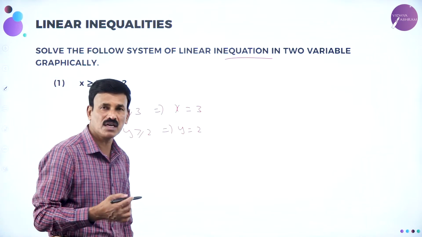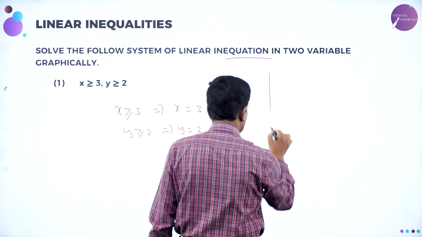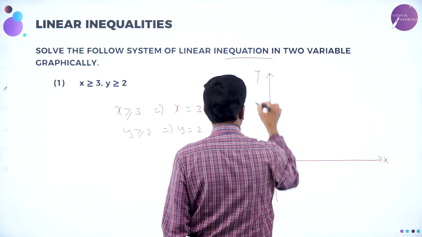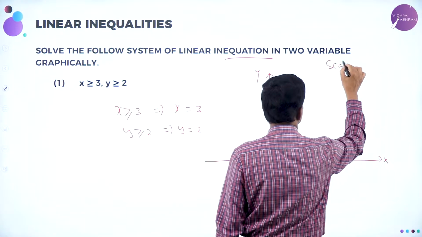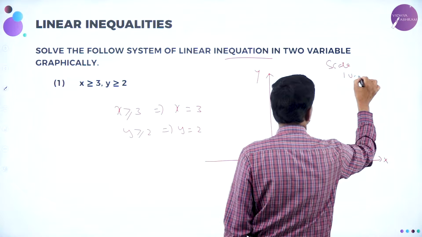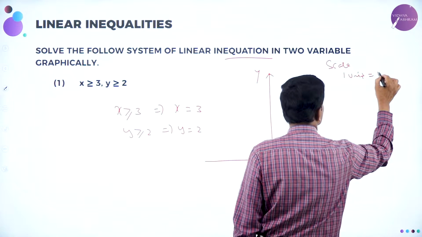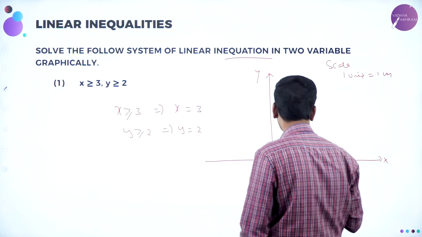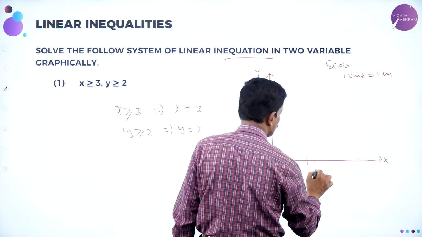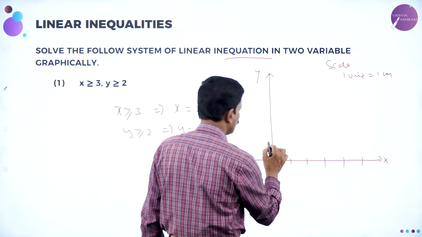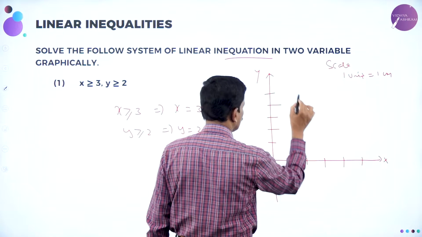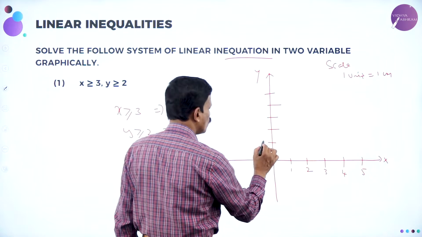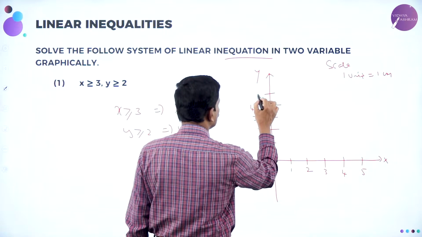Now let us represent these values on a graph. Let us take a suitable scale. This is the x-axis, y-axis and the origin. Let us consider a suitable scale: 1 unit is equal to 1 centimeter. Now this is 1, 2, 3, 4, 5 on x, and on y also 1, 2, 3, 4 and 5.